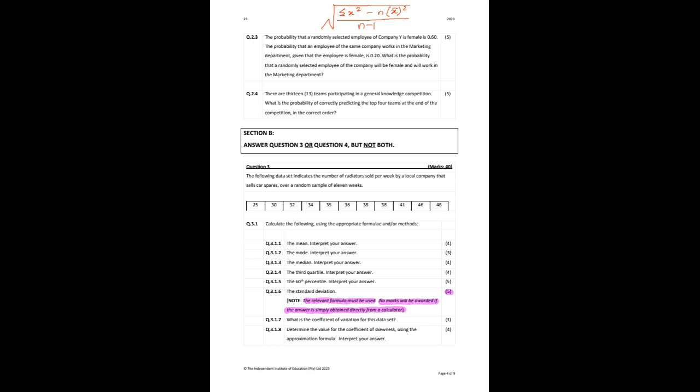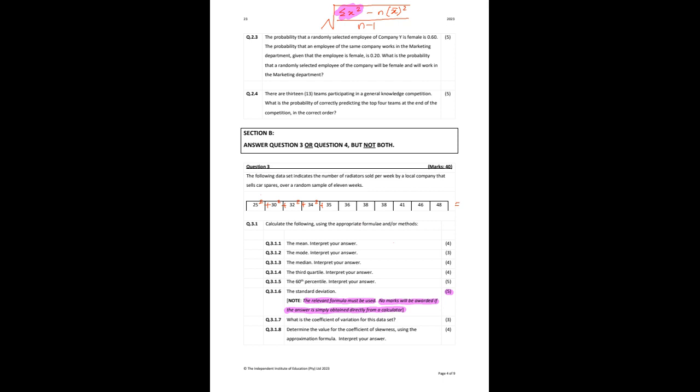Then the portion that says the sum of x squared is literally just squaring each of your values that were given to you. So squaring 25, squaring 30, squaring 32, and adding them up. So basically, 25 squared plus 30 squared plus 32 squared, and so on till you're done with all of your values. That will give you the sum of x squared at the end.